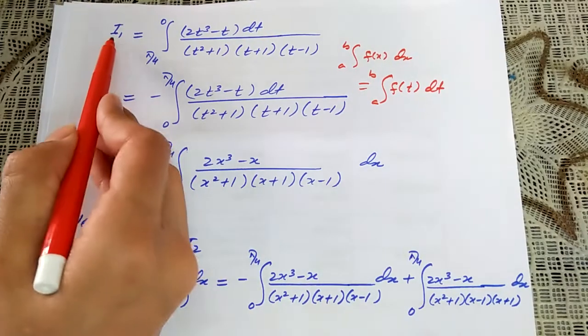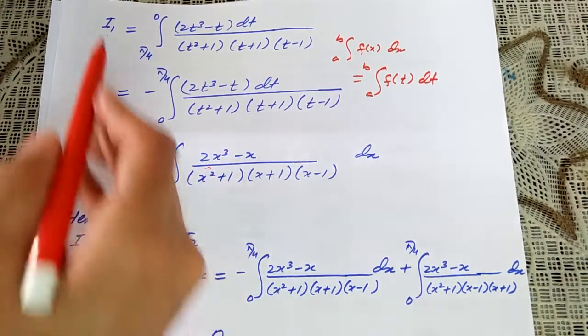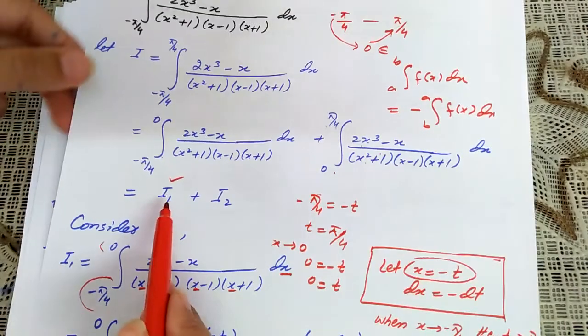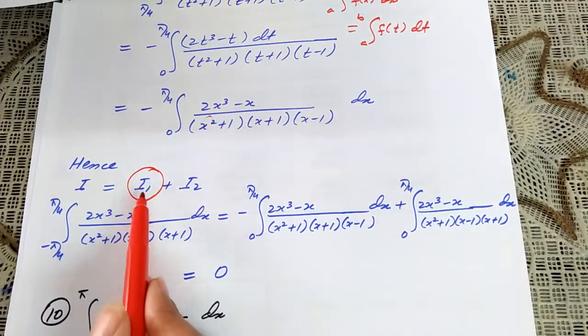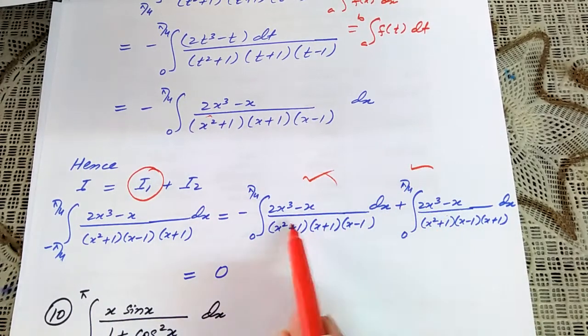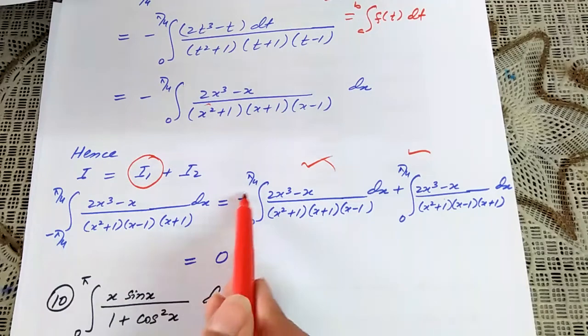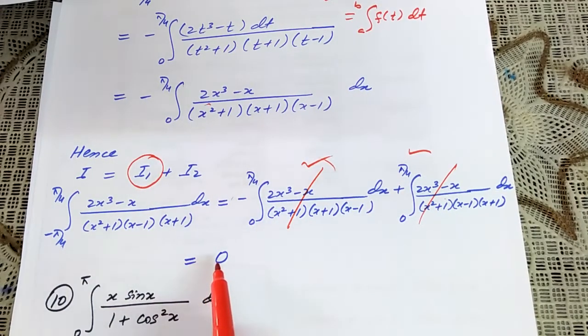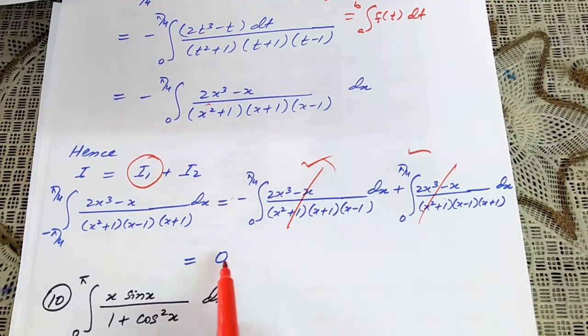Now you got the answer of I1. Just use this I1 in this equation that you were having previously here. After using this I1 value here, you see both the values are same. I1 and I2 are same, but with opposite sign. So this will be cancelled and we will get 0 in our answer of this question number 9.